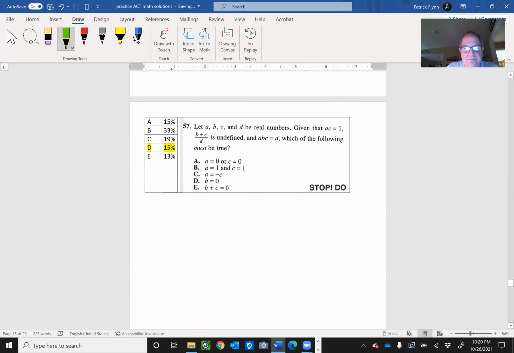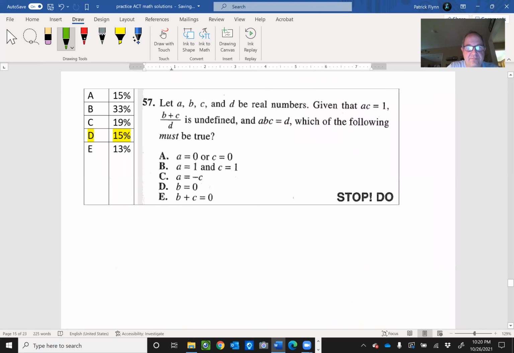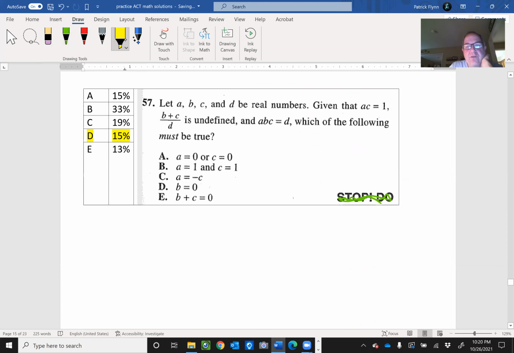57. This one's pretty cool. On 57, we're told that A times C is 1, BC divided by D is undefined, and this is positive. Which statement must be true? Well, if this is undefined, that means that the letter D must equal 0, right? Because undefined means divided by 0. So that means this, ABC, has to be equal to 0.